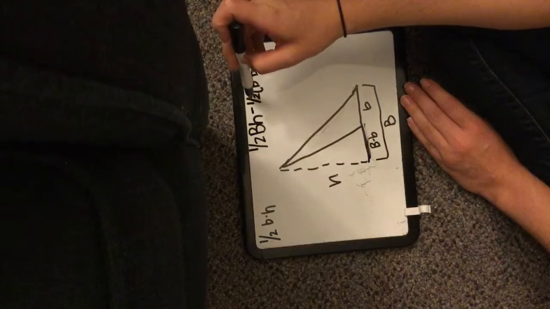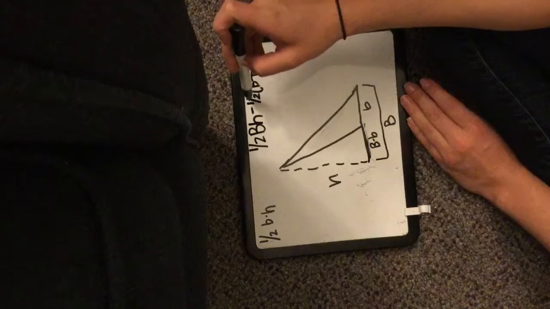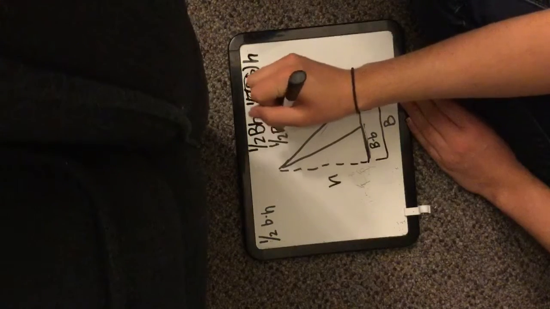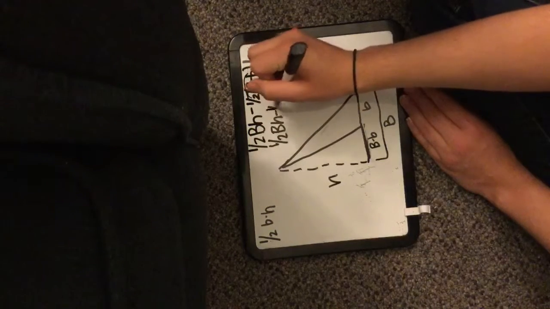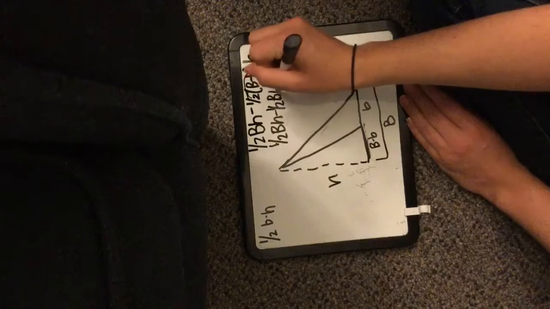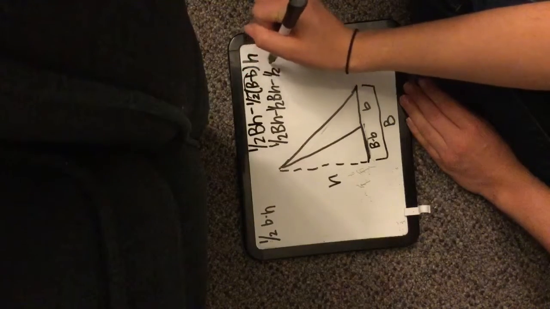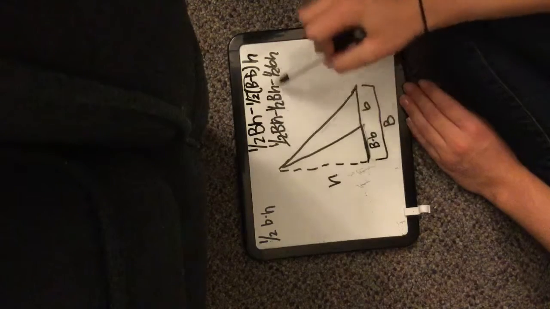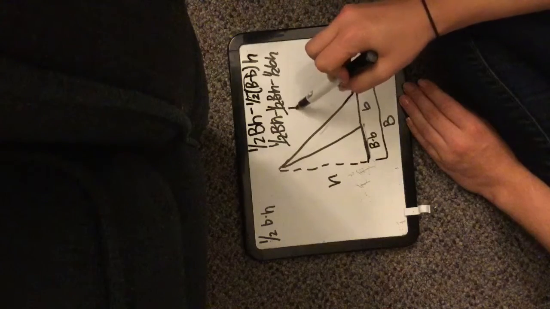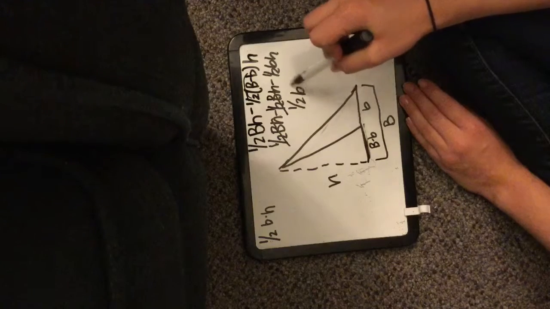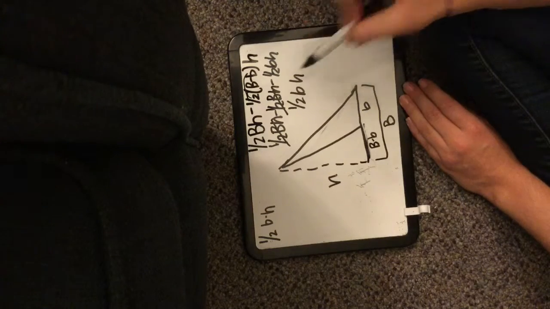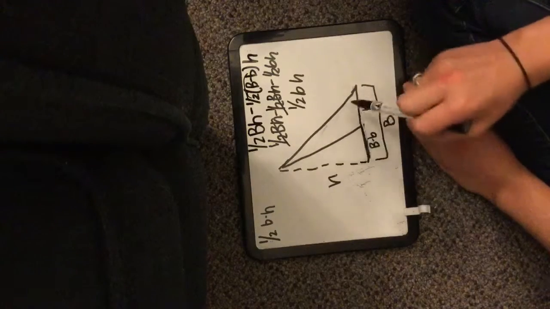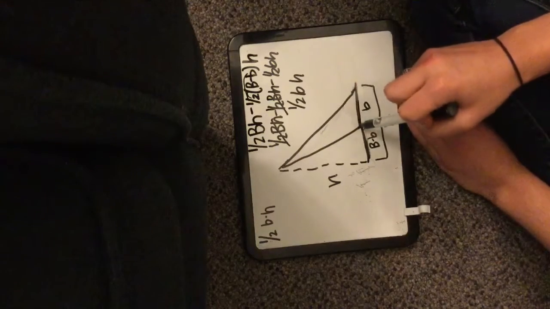To solve for this, we first need to distribute. So then we are left with 1/2 big BH minus 1/2 big BH plus 1/2 little bh. So here, these two cancel out, and we are left with 1/2 little bh, which will be the area of our original obtuse triangle.